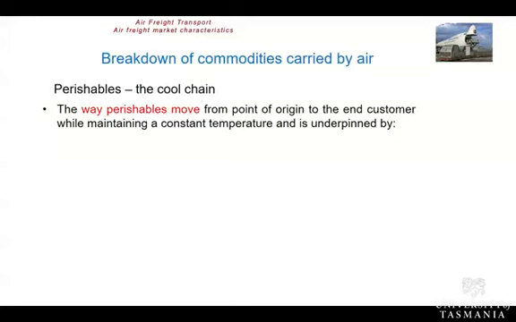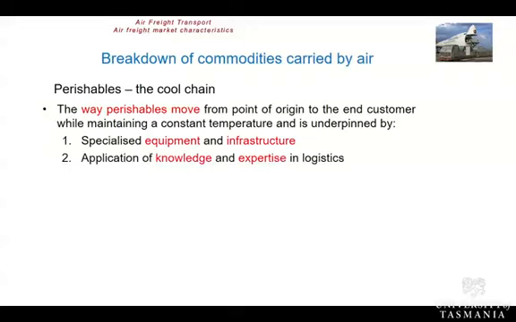So, the cool chain is this idea of an approach to moving the goods from point of origin to end customer, keeping it at a constant temperature. Now, typically this is underpinned by three key approaches. Firstly, you need specialised equipment, so that would show up in your product and infrastructure along the way. You also need a level of expertise and knowledge about the market. You need to be au fait with the appropriate rules and regulations of moving this type of product.